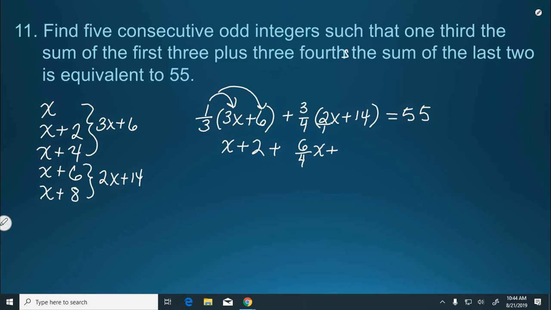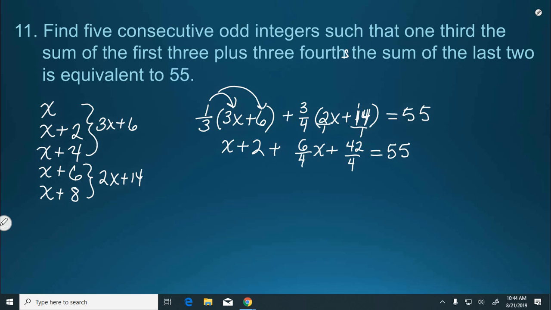x plus 14 divided by 4, I can't do in my head either. So I'm going to think of this as 14 over 1. 3 times 14 is 42, 3 times 4 is 12. I'm sorry, it's 42 over 4 equals 55. Okay, so now I've got some fractions going on here.